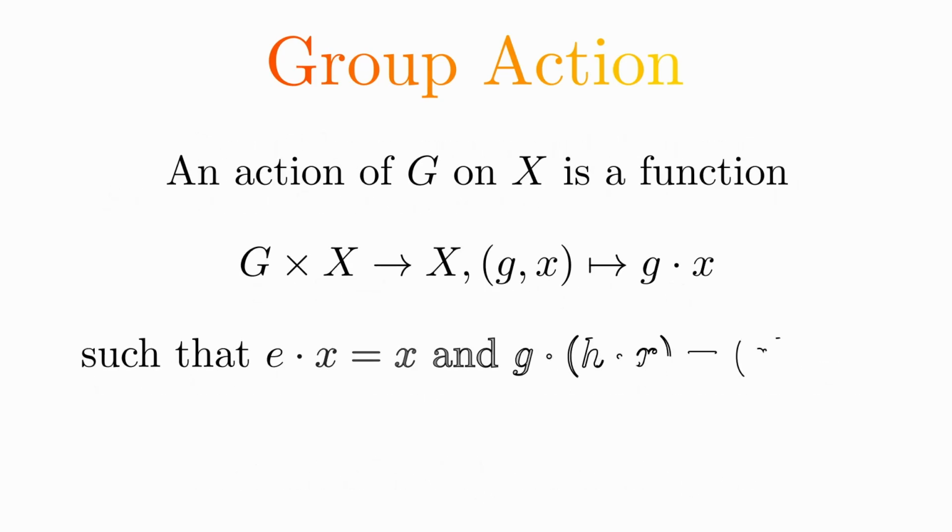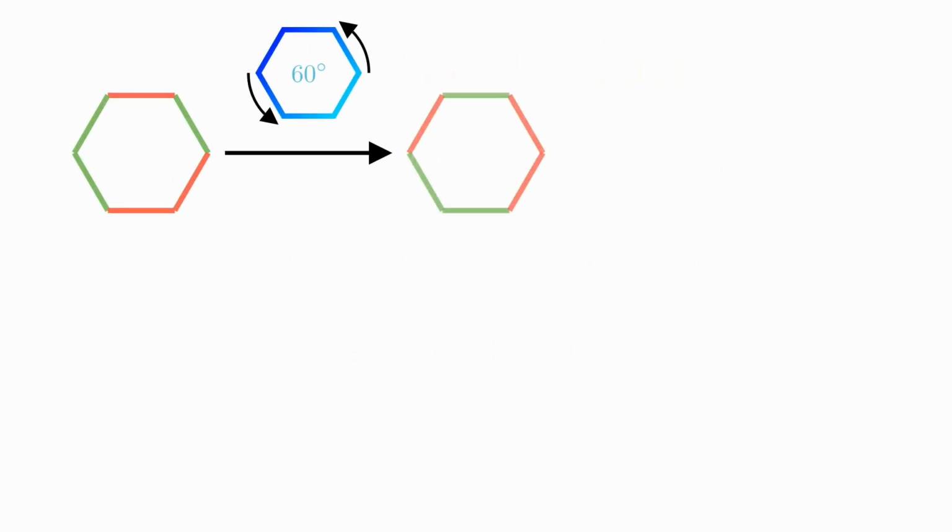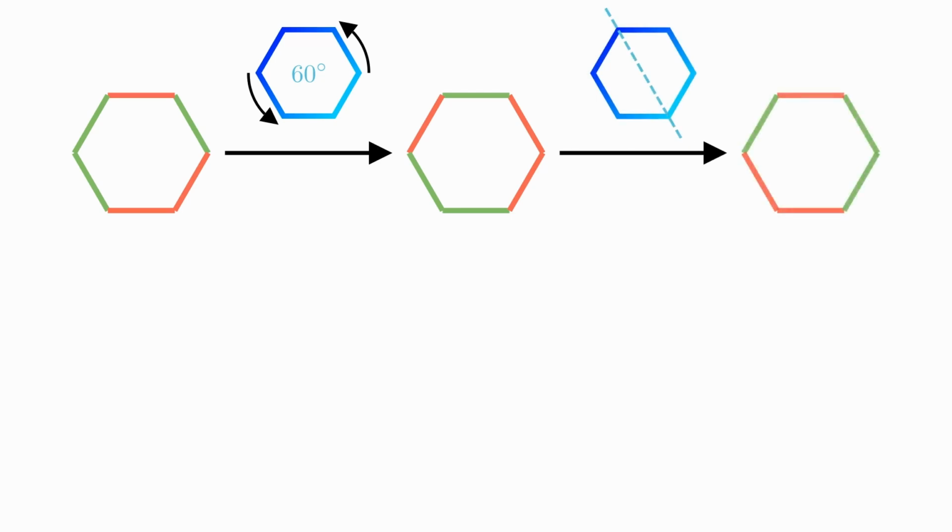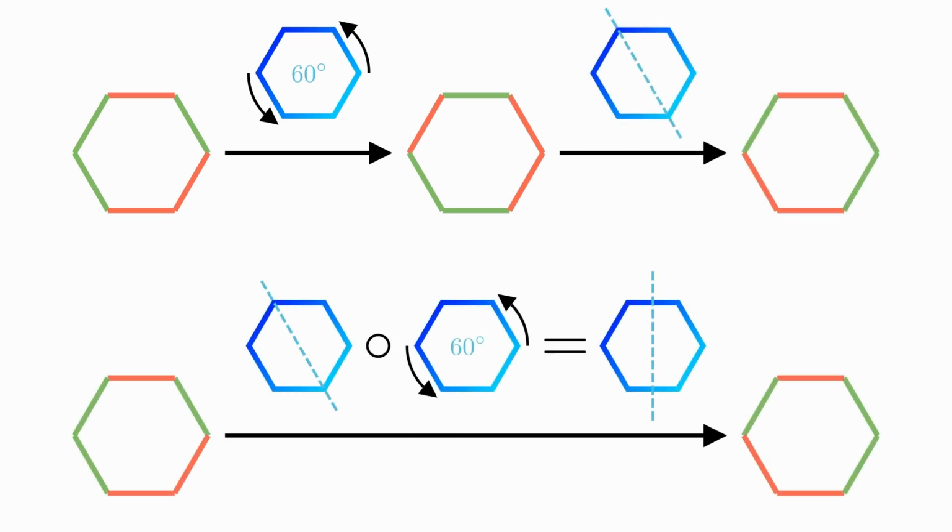Equivalently, we could define a group action to be a function taking an element from the group and an element from the set and giving another element from the set, such that the identity element leaves every element unchanged, and it doesn't matter whether we first let H act on X and then G act on the result, or we multiply G and H and let the product act on X. The second property looks like this in practice. Here we can first rotate and then reflect, or we just perform one reflection, which is the product of the other two symmetries.